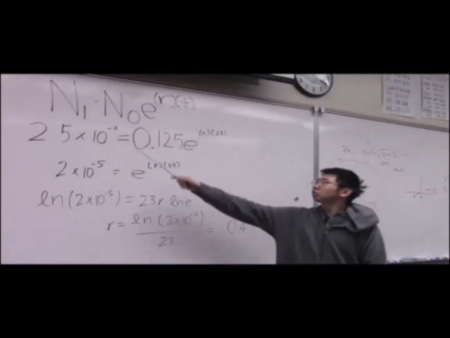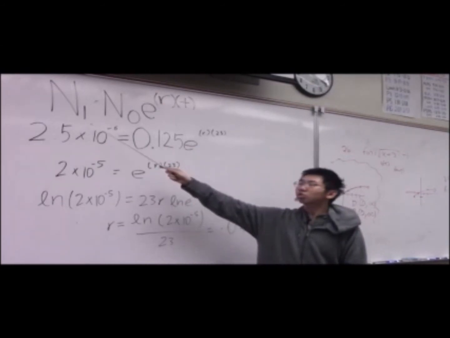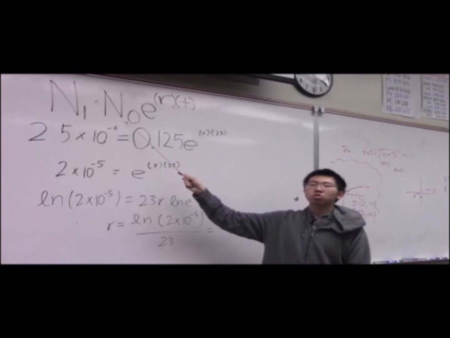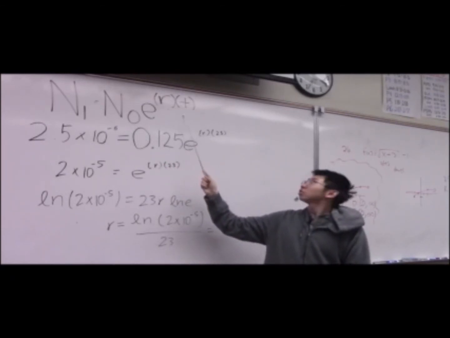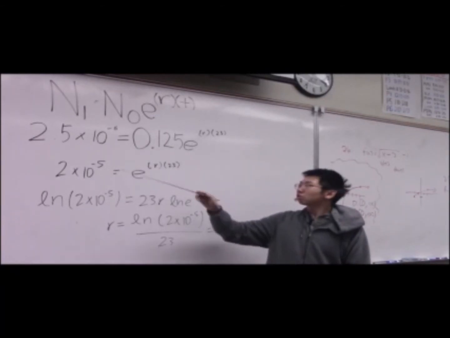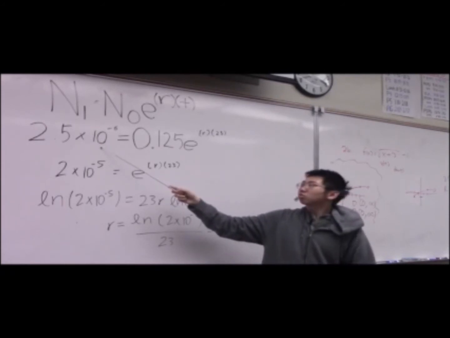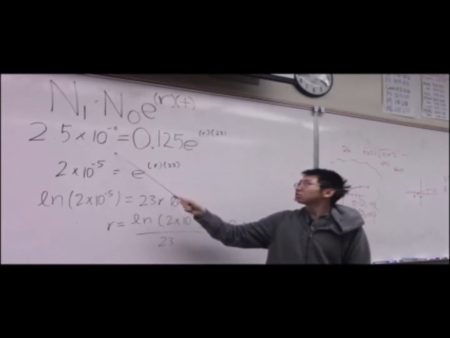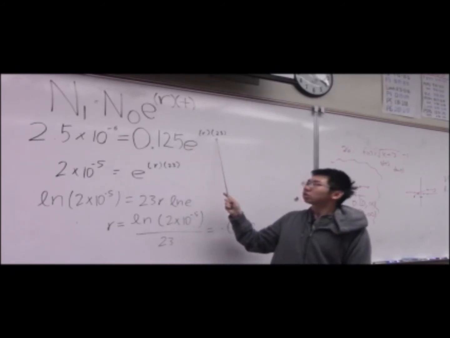So our equation is N1 equals N0 e to the power of RT, where N1 is the answer, N0 is our initial amount, e is e, R is rate, and T is time. We already collected some data: our answer was 2.5 times 10 to the power of negative 6, which equals our initial amount 0.125 times e to the power of R, which we don't know and are solving for, times time, which is 23 in this case.